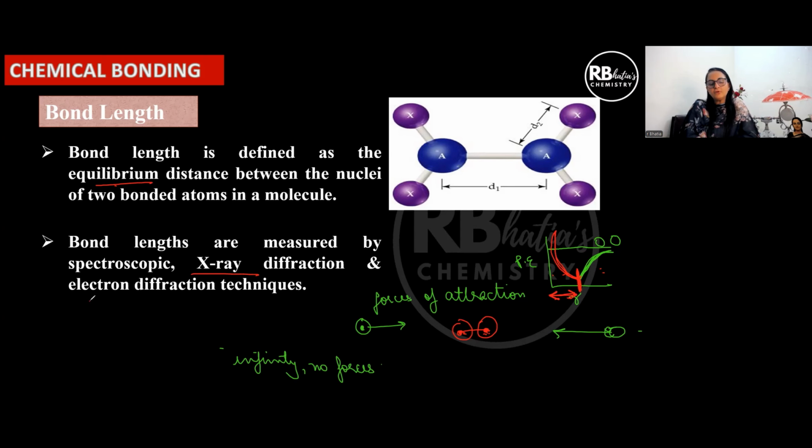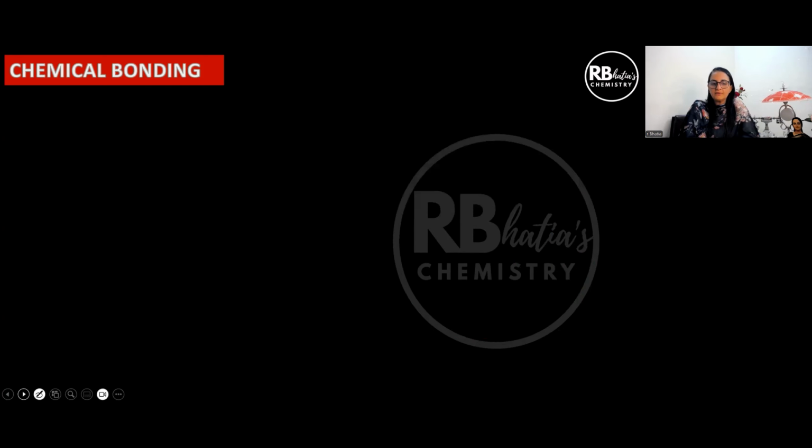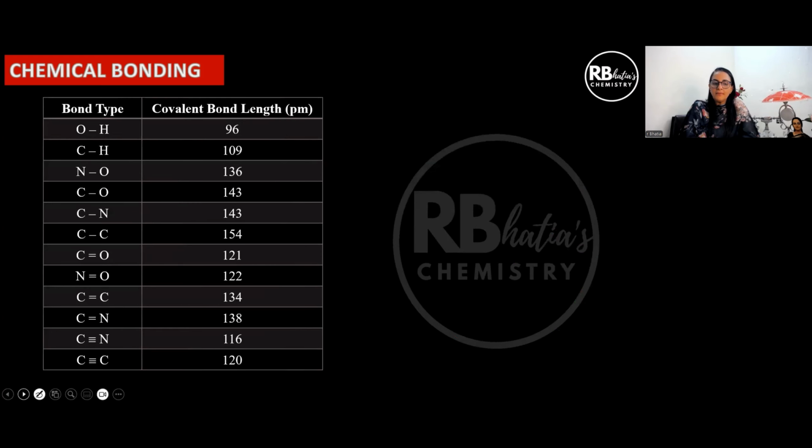And how do we measure it? These are the methods we use for measuring. We cannot see them with the naked eye. So spectroscopic methods, X-ray diffraction, and electron diffraction techniques are used to measure bond lengths. Now, these are the comparisons of bond lengths. And what do you need to really understand? You can observe a double bond length is always smaller than a single bond length.